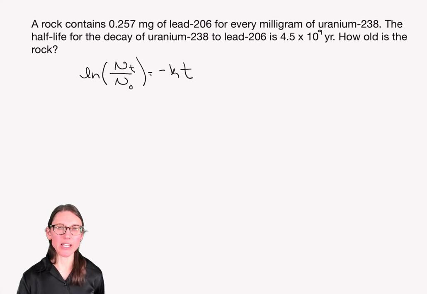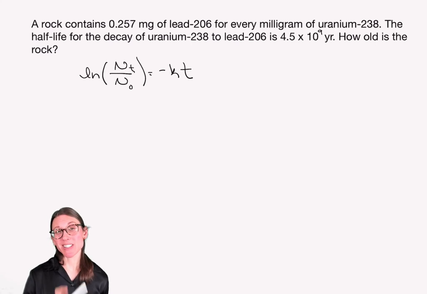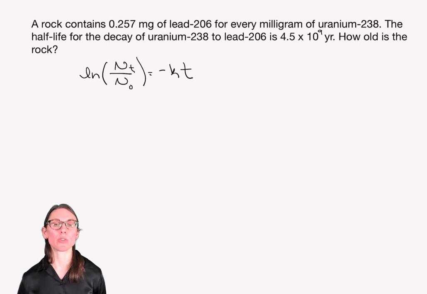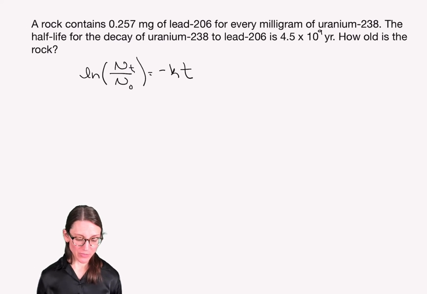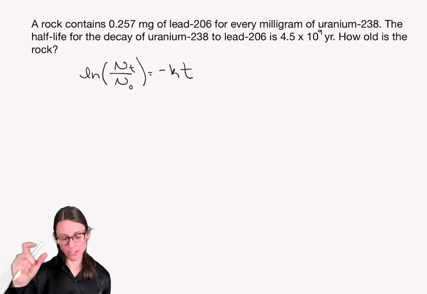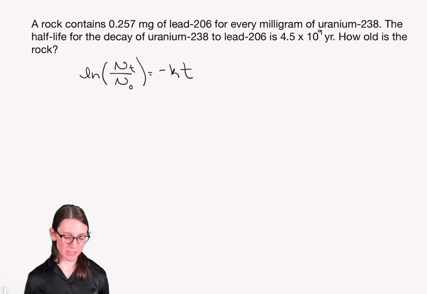We have a rock that contains 0.257 milligrams of lead-206 for every milligram of uranium-238. Lead-206 is the decay product of uranium-238, which happens to have a half-life of 4.5 times 10 to the 9th years. We can figure out the age of the rock using our integrated rate equation. So I've got it written here. The natural log of the number of particles at time t over the initial number of particles is minus kt.